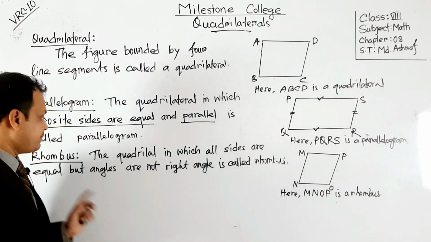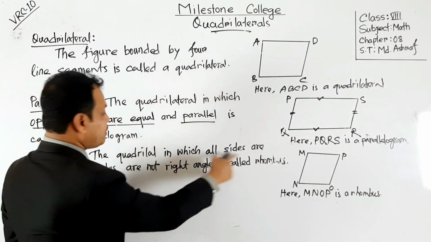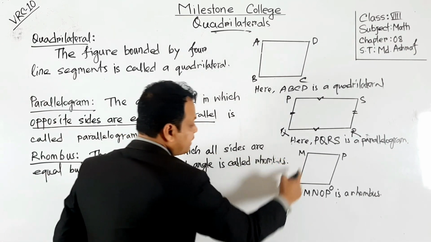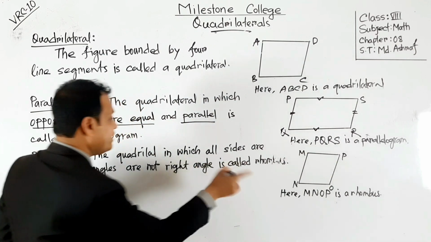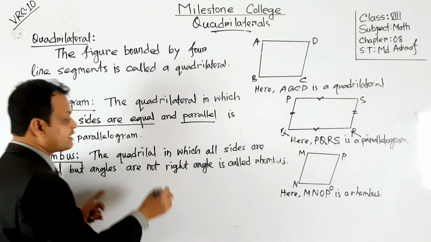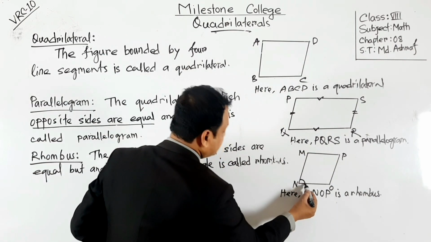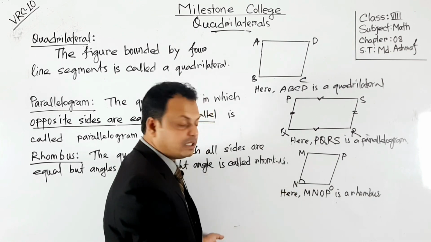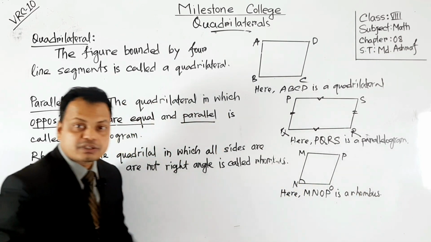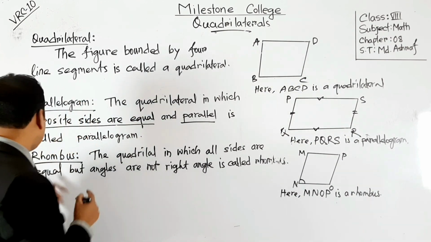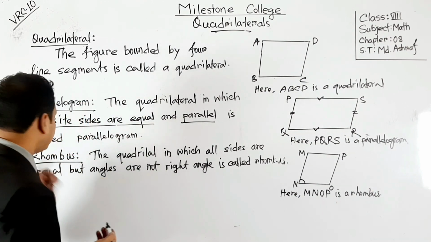So again I repeat, the quadrilateral in which all sides are equal. So look here, MN, NO, OP, MP, all the sides are equal, okay, and angles are not equal. So this is the angle, it's not a right angle. It may be less than 90 degrees or more than 90 degrees. So it's not a right angle, okay. So this is the way we can define the rhombus.